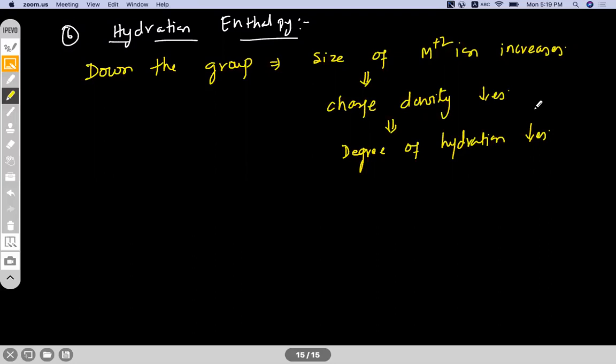One note, write down: the hydration enthalpy of group 2 ions is 4 to 5 times greater than that of group 1 ions.